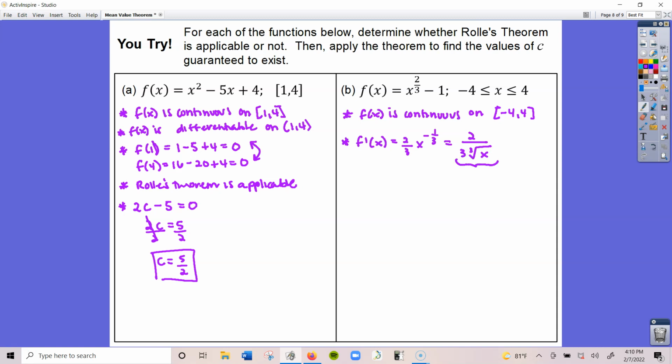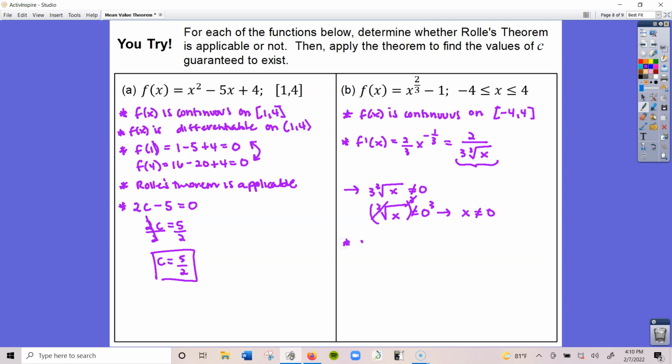Now notice that I do have x in the denominator, and if I set that denominator, remember that it cannot equal 0. This is for differentiability. If I divide by 3 on both sides, I get the cube root of x is still equal to 0. Raise both sides to an exponent of 3. I get that x cannot equal 0, which is within this interval.